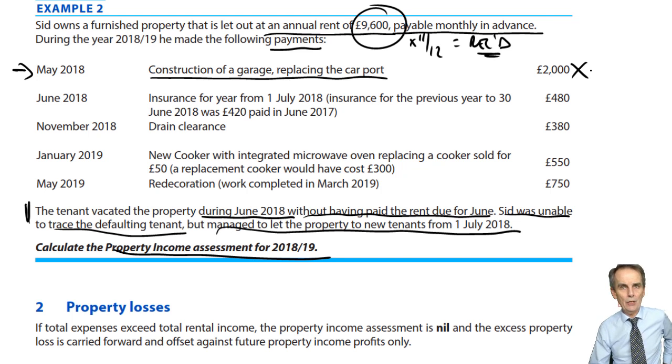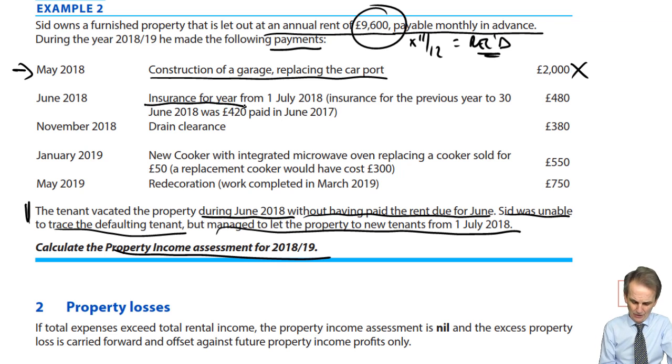But when the property is sold, of course, that's when, in addition to any other capital costs incurred in acquiring and improving that property, you can also deduct from the proceeds the £2,000 construction cost of the garage. But it's not a revenue, it's a capital expense, so we don't deduct it here.